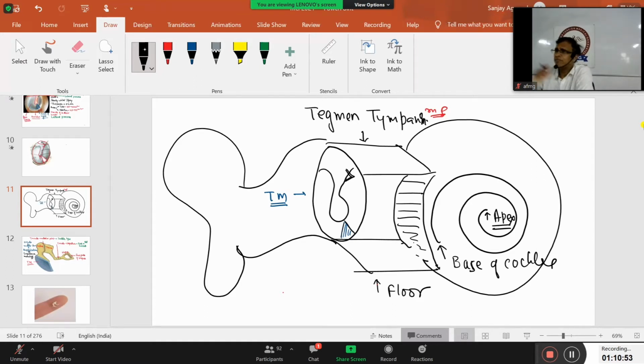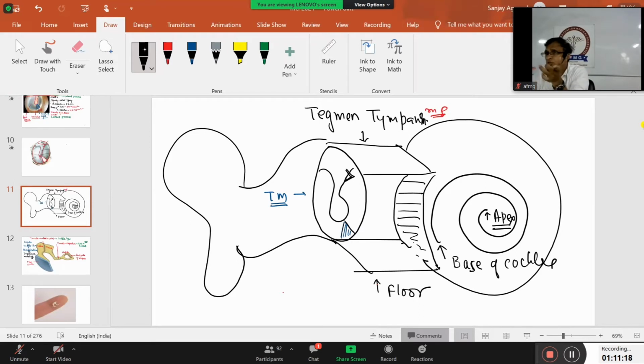What is it about this tegmen tympani? Below is the ear, middle ear. What is above this? Brain. Which part of the brain? Which lobe of the brain? Which bone is this? Temporal bone. Remember? So the brain part is called the temporal lobe of the brain. If you go above the tegmen tympani, sitting on this is the temporal lobe of the brain.